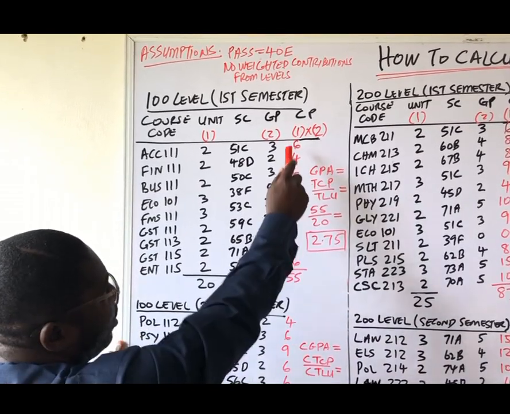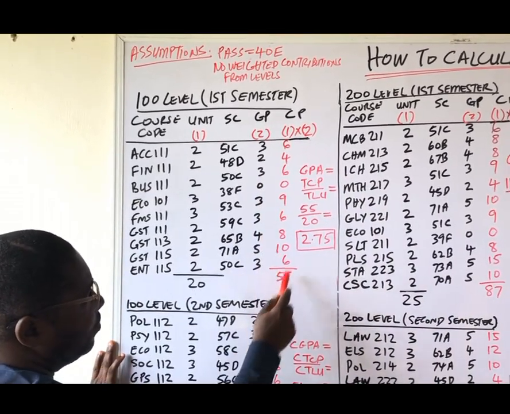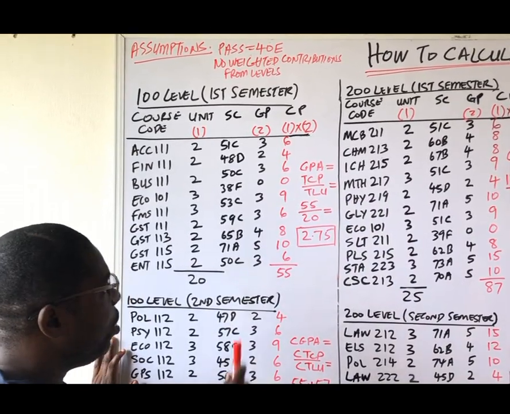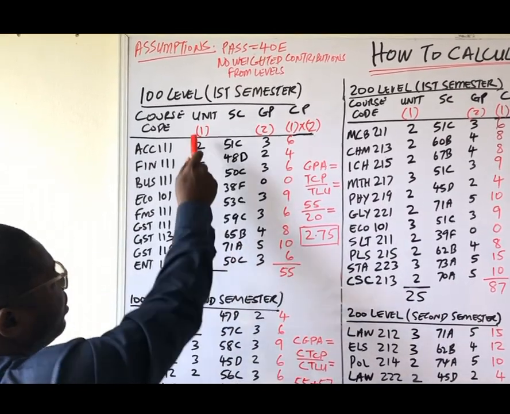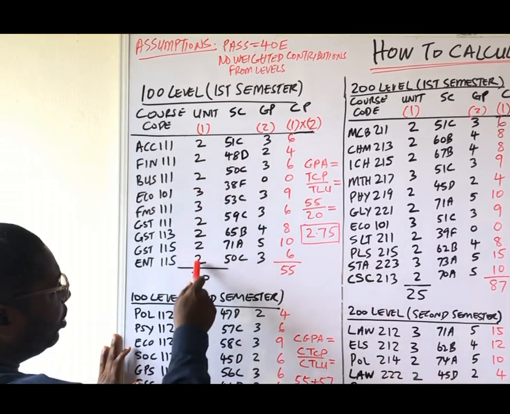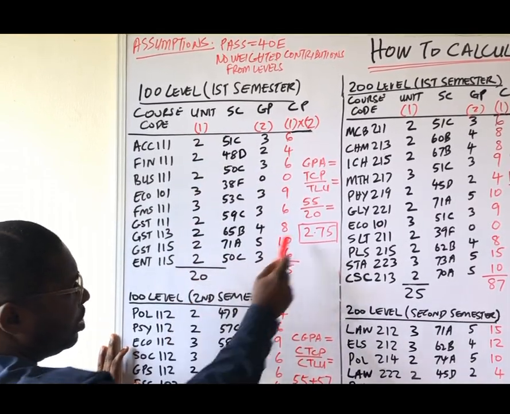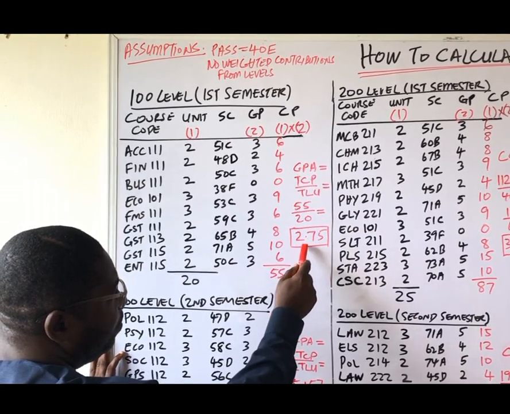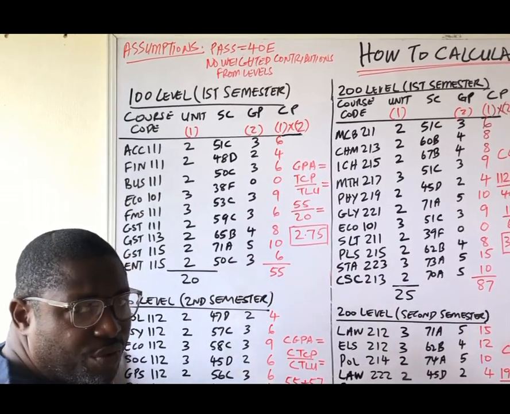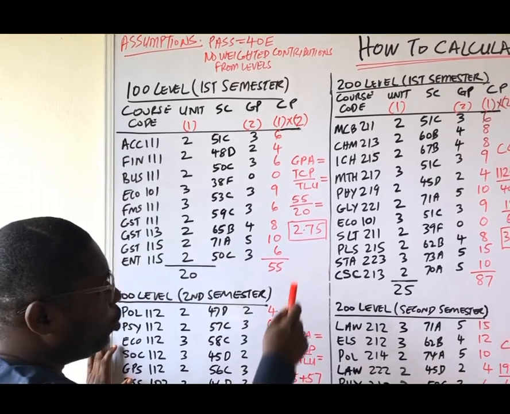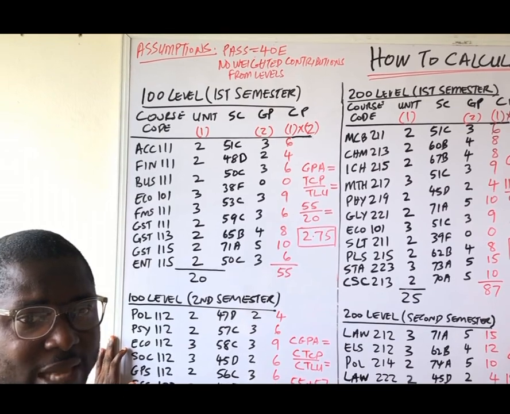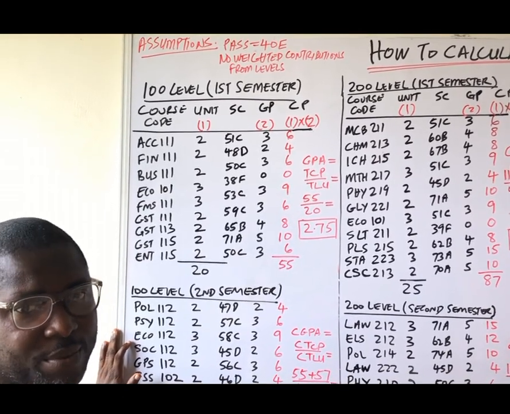So by the time we add up all the credits, we now have the total credit point, which is 55, as you can see, divided by the total load units. This is the total load unit, and that's 20. So this will be 55 divided by 20, should give us 2.75. 2.75 means that this student is on the second class lower performance at this time.